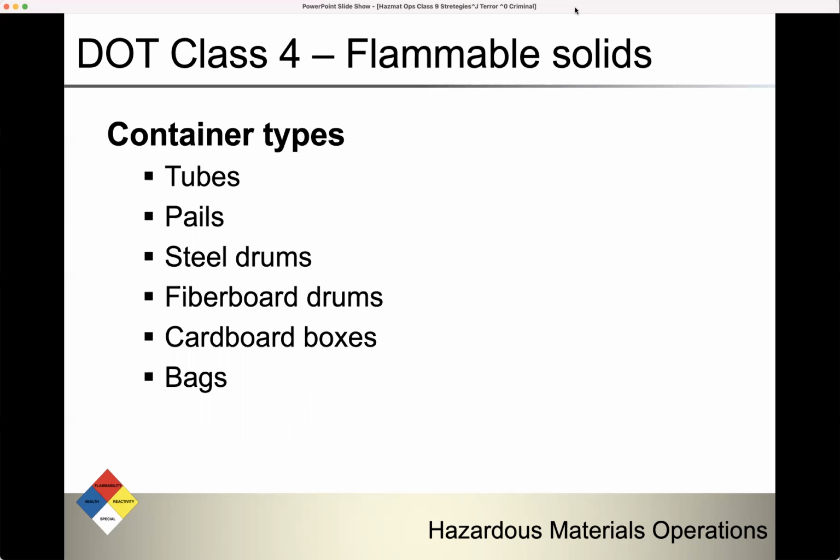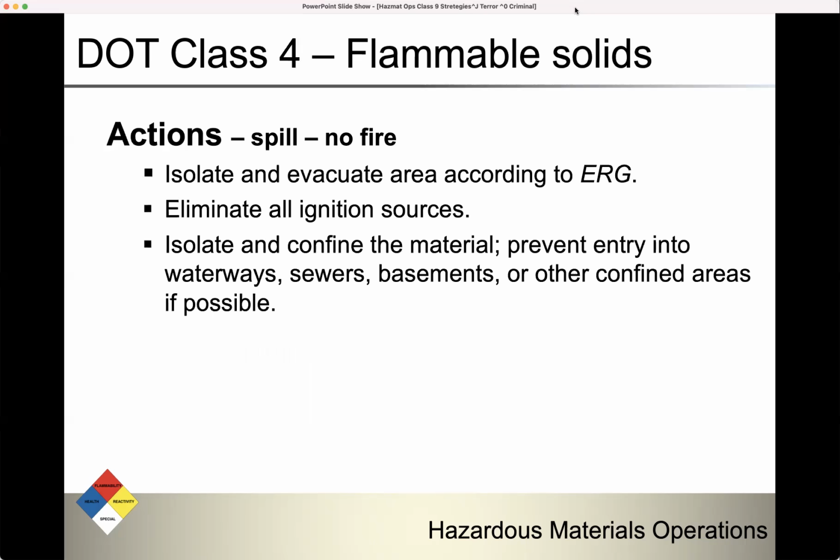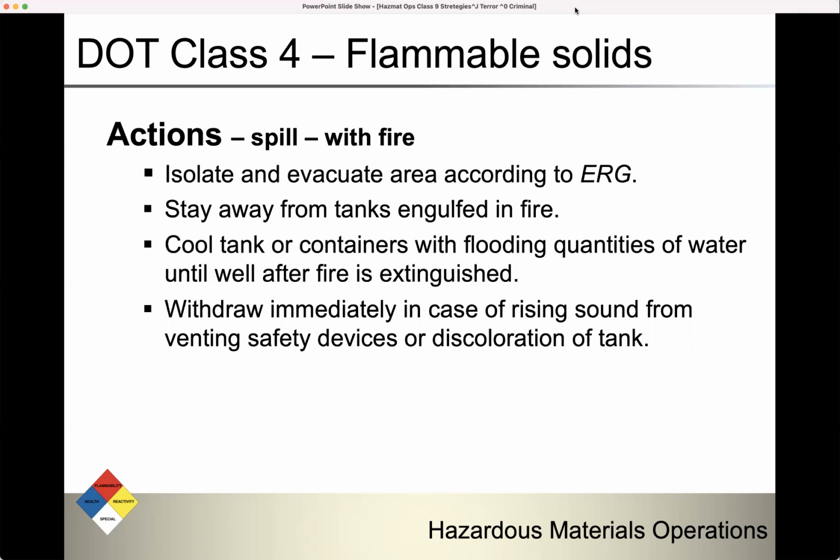Class 4 flammable solids. You're going to see these in tubes, pails, steel drums, fiberboard drums, cardboard boxes, and bags. If it's spilled, nothing's on fire, get that ERG. Again, eliminate ignition sources, and keep it from extending from the leak. If it's on fire, ERG, stay away from it, cool the containers, withdraw.